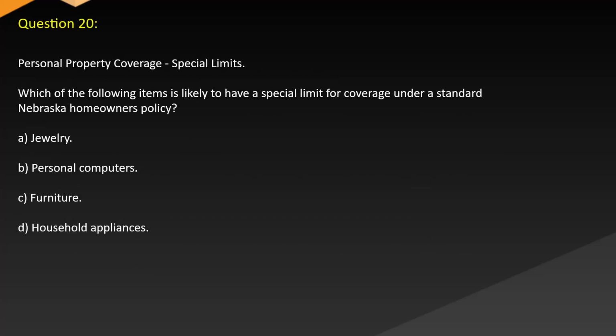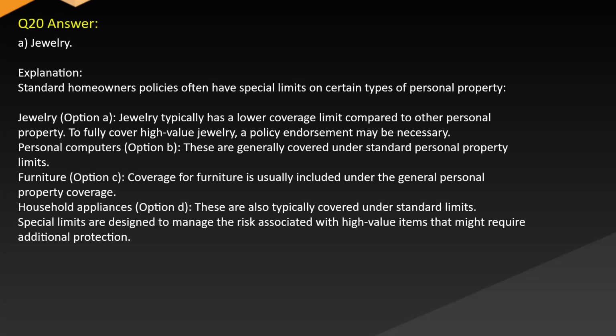Question 20. Personal property coverage. Special limits. Which of the following items is likely to have a special limit for coverage under a standard Nebraska homeowners policy? A. Jewelry. B. Personal computers. C. Furniture. D. Household appliances. Answer: A. Jewelry. Explanation: standard homeowners policies often have special limits on certain types of personal property.